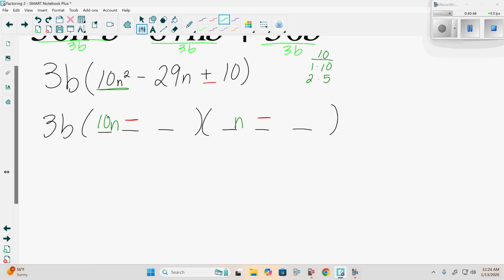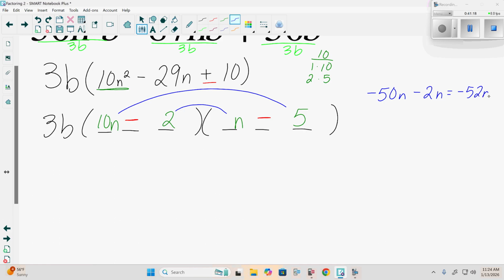Now we need to find the factors of the third term, which would be factors of, well, 10, yes? Well, that would be 1 and 10 or 2 and 5. What do we want to try first? 2 and 5. And we can check and make sure to see if we get negative 29n. 10n times negative 5 would be negative 50n. Negative 2 times n would be negative 2n. Negative 50n minus 2n would be negative 52n. That doesn't work.